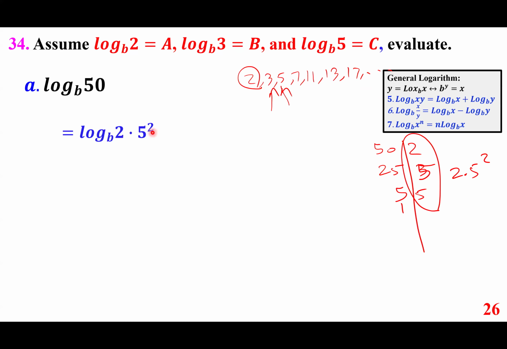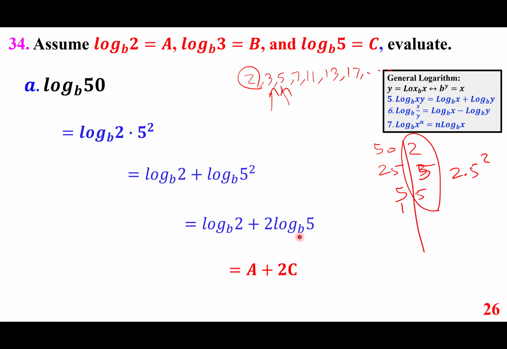And so what is this? This is log 2. This is 2 log 5. Both of them have the same base b. So this is log of 2. This is log of 5 squared. The 2 sits in front. Log 2 base b is a. 2 log 5 base b is 2c. So a plus 2c. It's very straightforward, everybody.